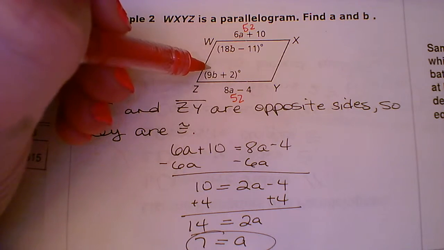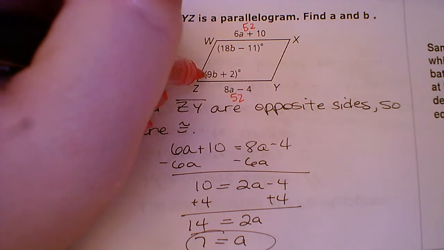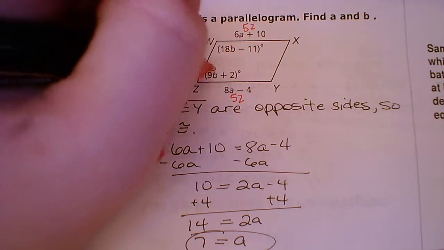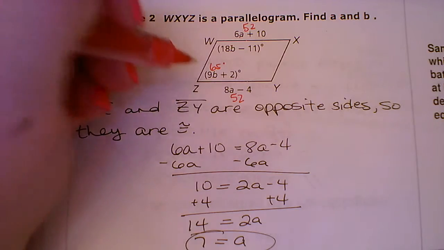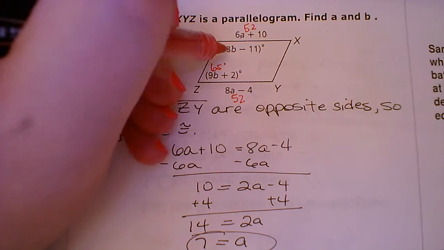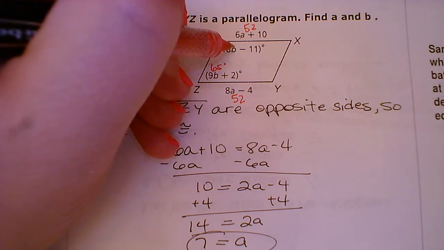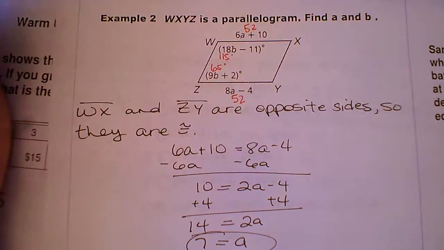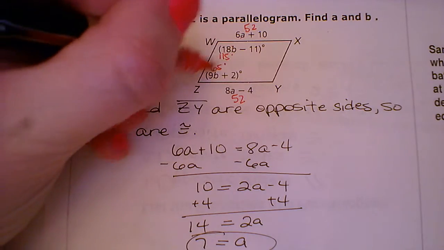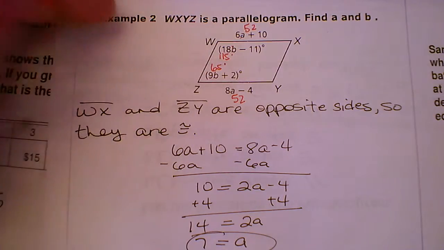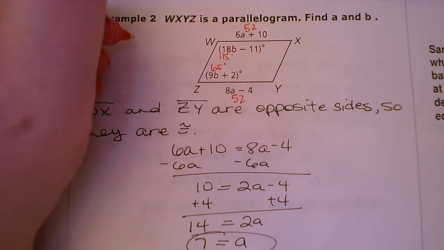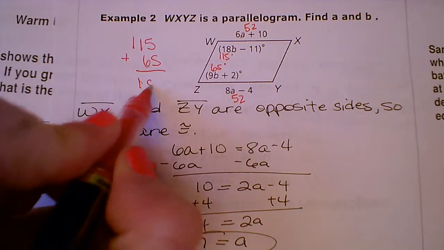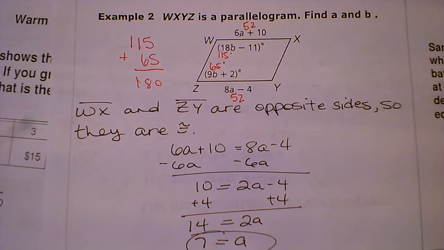If we plugged 7 for B in here, we have 9 times 7, which is 63, plus 2 is 65 degrees, so that means angle Z is 65 degrees. 18 times 7 is 126. 126 minus 11 is 115. So notice these were not supposed to be equal. Those were consecutive angles, which means they were supposed to add to 180. And 115 plus 65 definitely does add to 180 degrees. So we know we did it correctly.